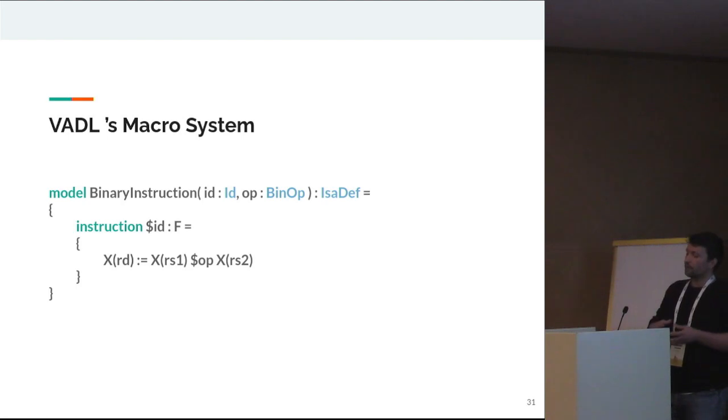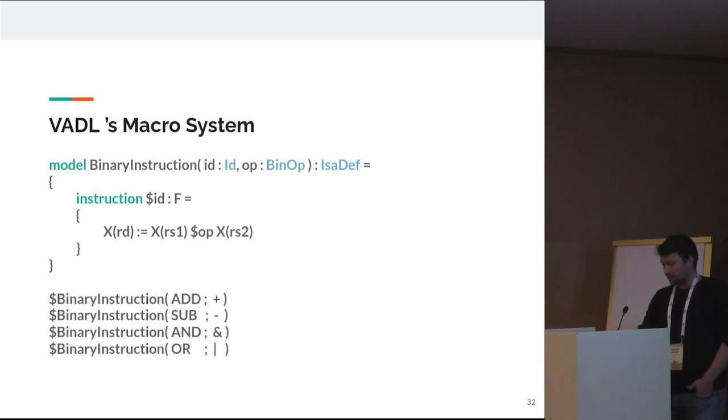So you can already see here, we use this dollar for switching the context between a language element and a macro element. So let's go quickly over the model. We have the name, the binary instruction, which is the name of the model. Then we have a typed parameter list with ID of the type ID and op of the type bin op, and we get an ISA definition as return type. So these blue types here are syntax types. So those are just types in the realm of macros. So they are just types for the nodes that we parse. They're not in the language per se.